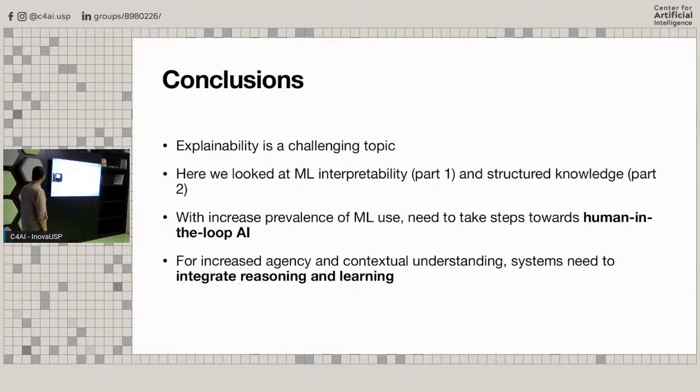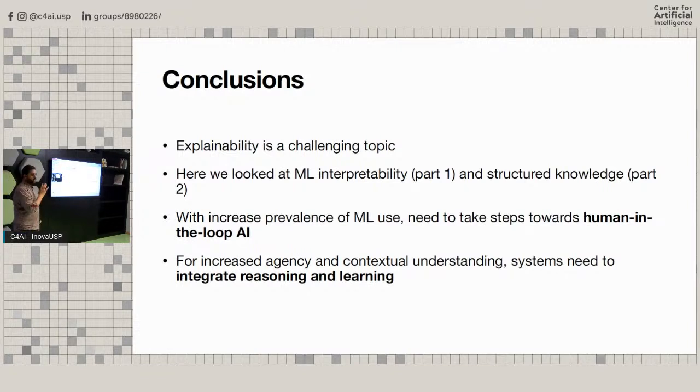All right, so to wrap things up, and I think I'm doing okay on time, explanation is a very challenging topic, right? It has many interesting dimensions, and I think a lot of people can contribute to it, from social sciences to philosophy to robotics and so on.